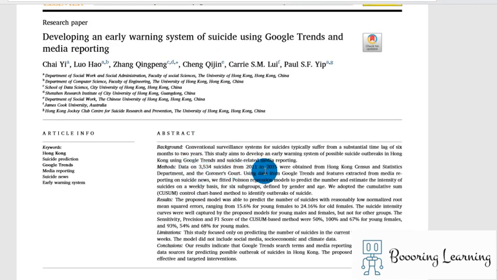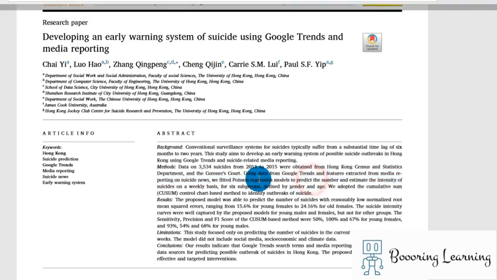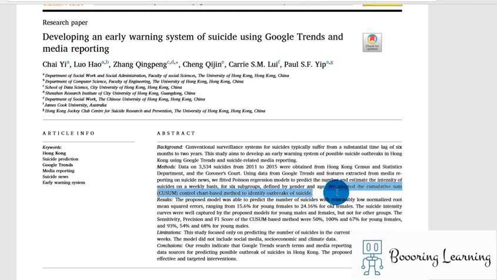Data on suicides from 2011 to 2015 were obtained from the Hong Kong Census and Statistics Department and the coroner's court. It's not very questionable data because all suicides are generally reported and there's nothing suspicious about them. Using data from Google Trends and features extracted from media reporting on suicide news, we fitted Poisson regression models to predict the number and estimate the intensity of suicides on a weekly basis for 6 subgroups defined by gender and age. We adopted the cumulative sum control chart-based method to identify outbreaks of suicide.